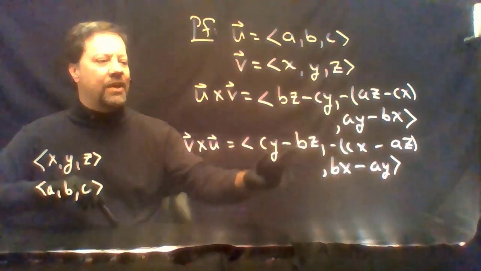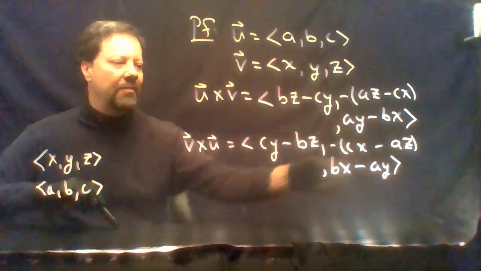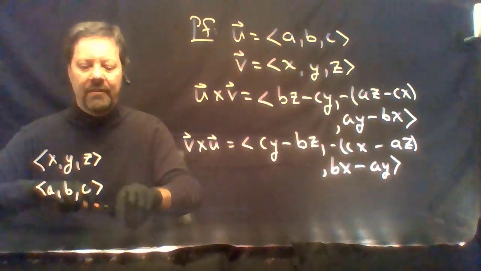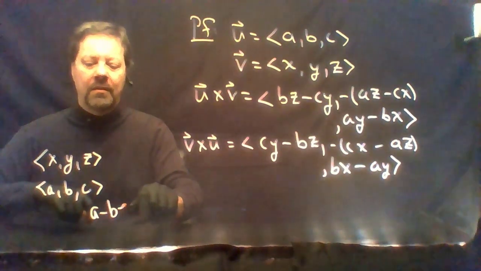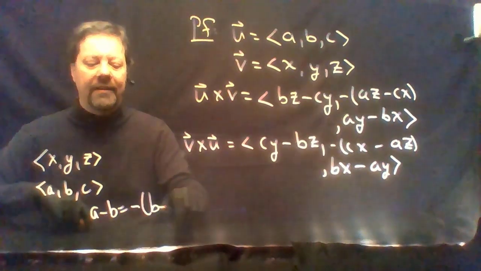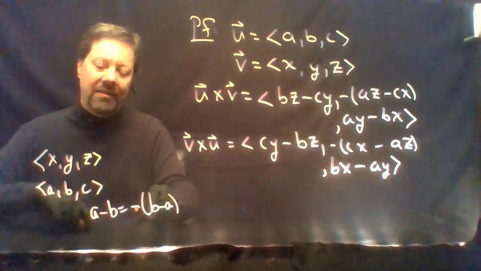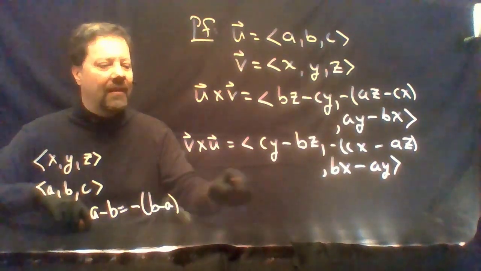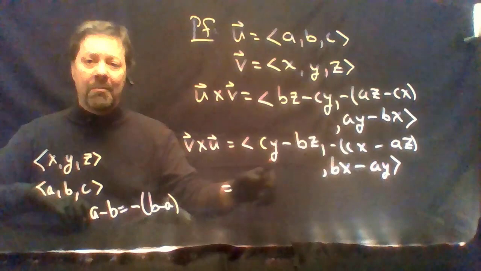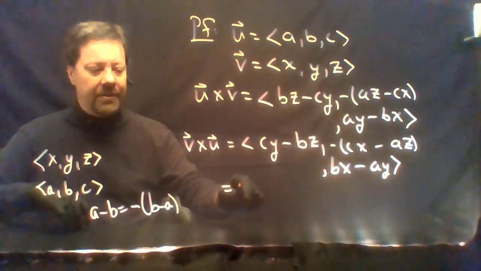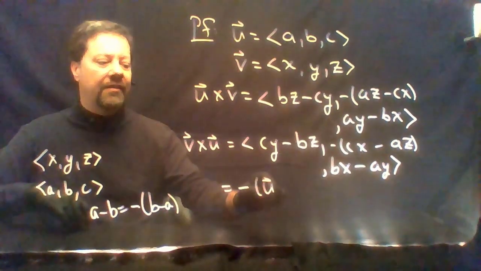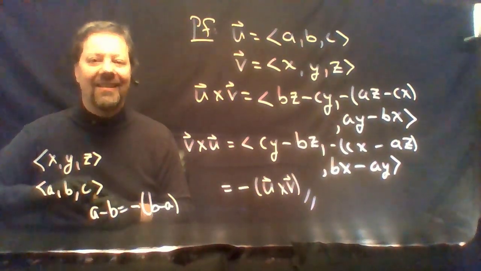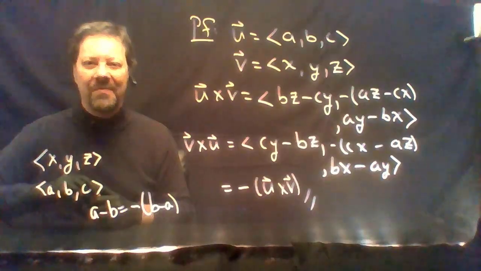You'll notice that the subtractions are exactly reversed compared to above. When you reverse the order of a subtraction, you get a minus out front. If you distribute the minus, you'll get a negative B and a positive A. So we will get a minus from each of these when we reverse the order, so we get the negative of u cross v. That proves the first property to be true.